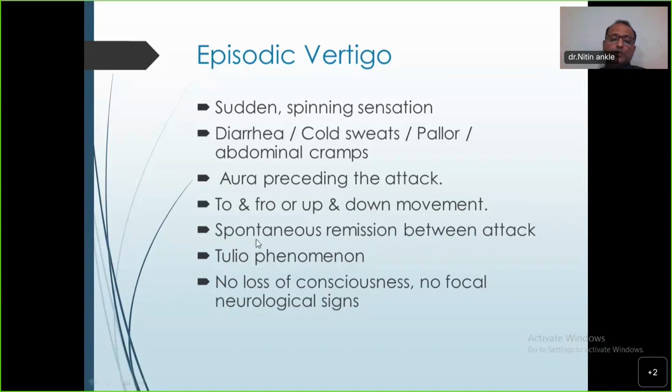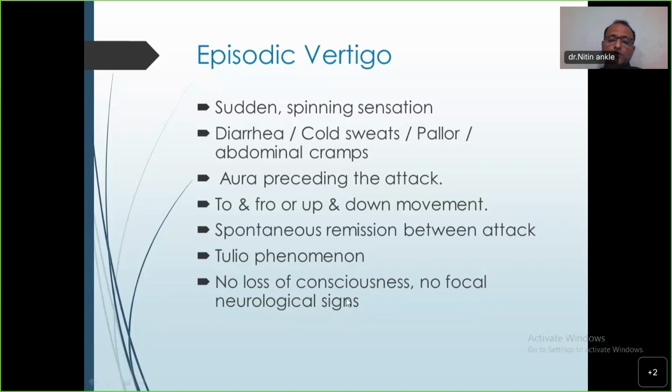There is something called the Tullio phenomenon. This Tullio phenomenon is nothing but a loud sound causing or inciting the sensation of vertigo. There will typically be no loss of consciousness and no focal neurological signs. This negative relevant history is very important because it will rule out the neurological causes of vertigo, even hypertension or transient ischemic attacks.